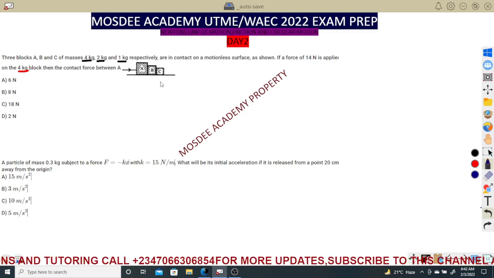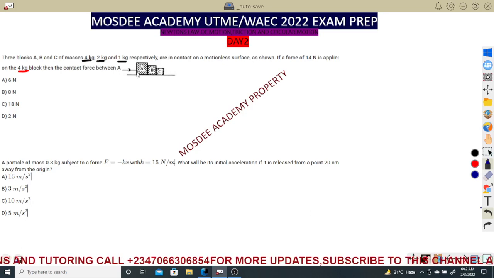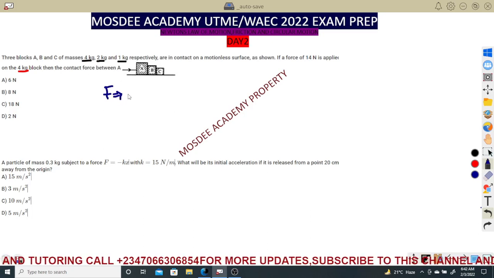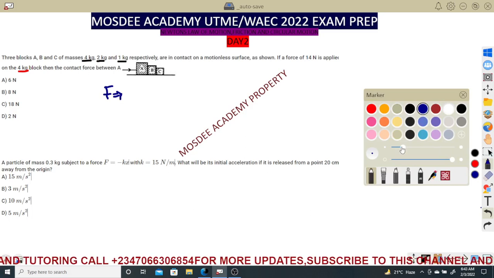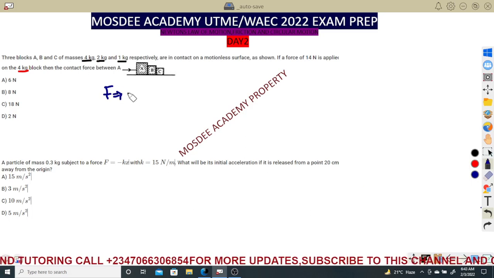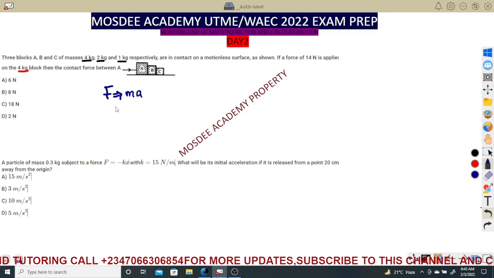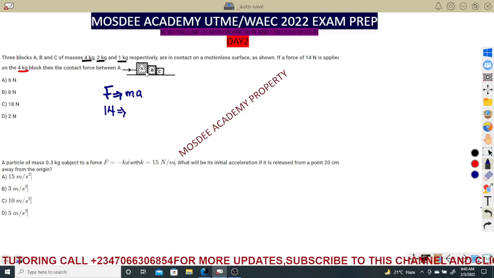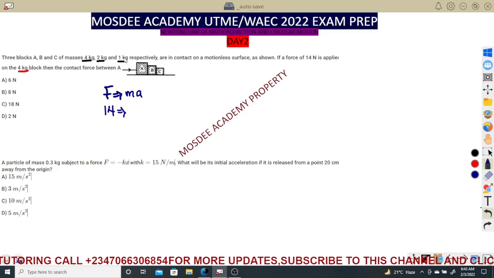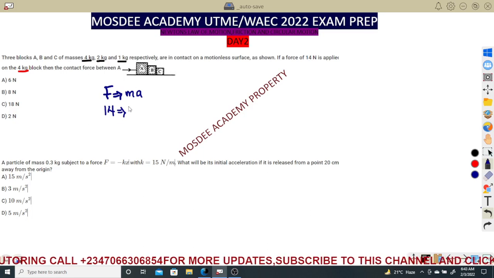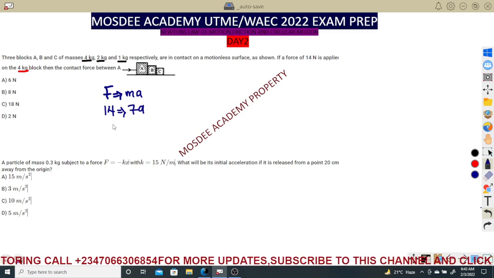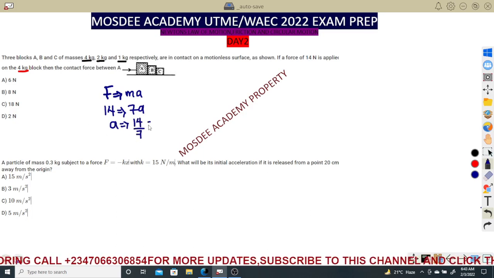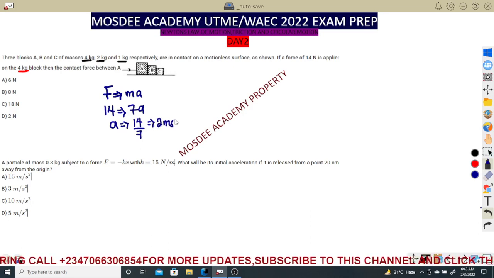Because we are talking about Newton's laws of motion, the total force on these three bodies is always given as the product of the mass and its acceleration. So F = ma. Now the total force, 14, is equal to the total mass, 4 plus 2 plus 1, which is 7, multiplied by the acceleration. So acceleration here is 14 divided by 7. Everybody knows that is 2 meters per second squared.